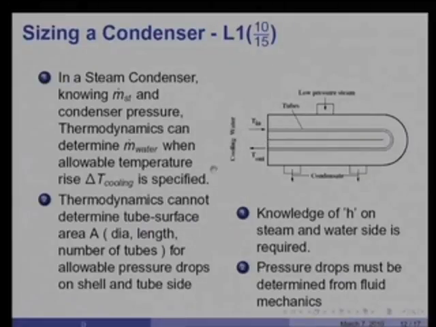However, what thermodynamics cannot tell you is how many tubes will be required, or in other words, what would be the surface area required at the interface between the tube and the steam. For example, its diameter, length, number of tubes, etc. And whether the actual pressure drops are less than the allowable pressure drops on both the shell and the tube side. That can only be determined by knowledge of h on the steam side and on the water side in the tubes. Pressure drops must then be determined from fluid mechanics, knowing the fluid flow rates on either side.